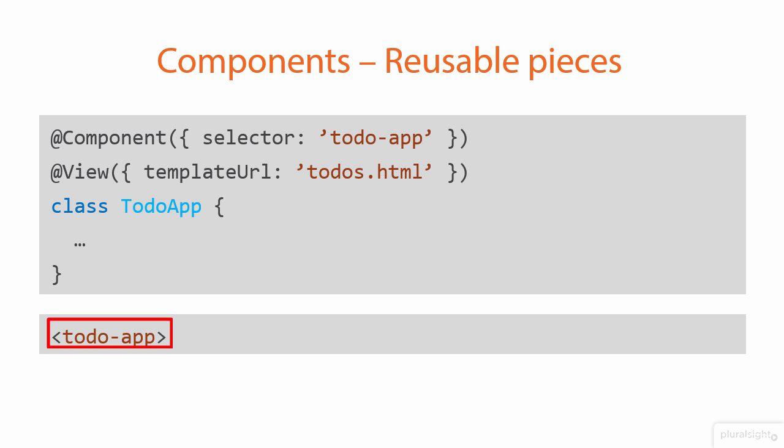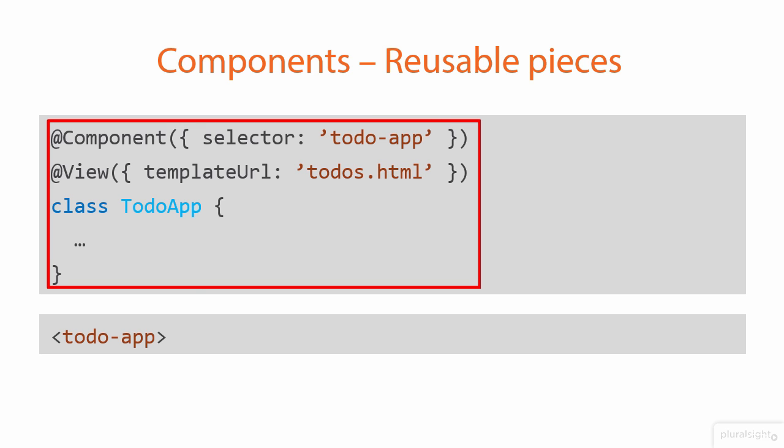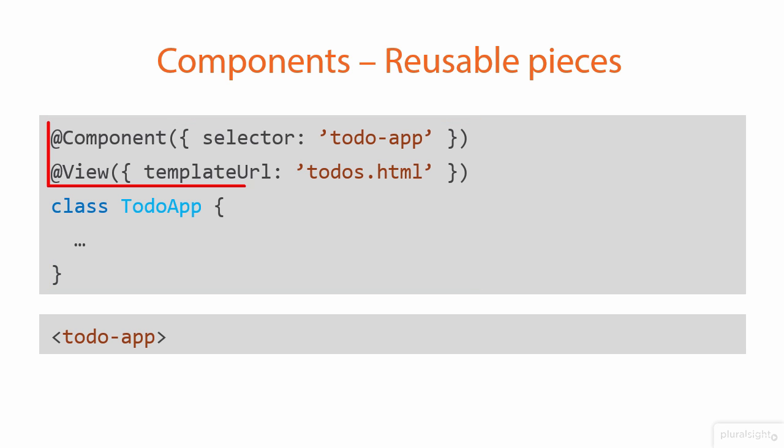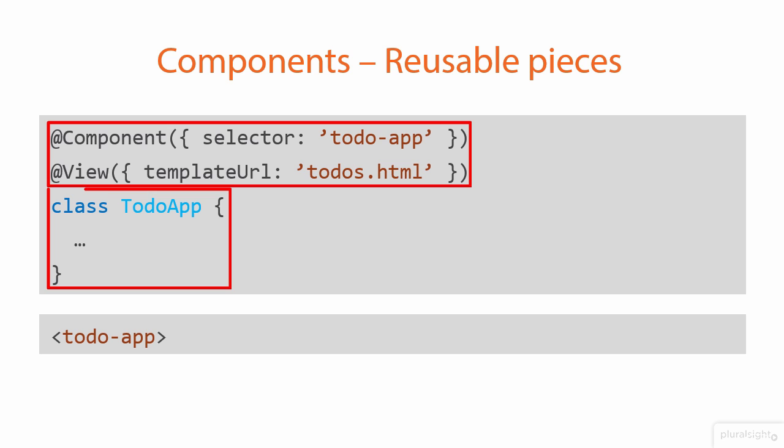Right here we have a component called to-do-app, and when Angular 2 sees this element, it's going to execute the code above, which is the component definition. This block of code right here, we call it the component definition, has two main parts, the annotations and the controller. We'll go through each one of those one by one.